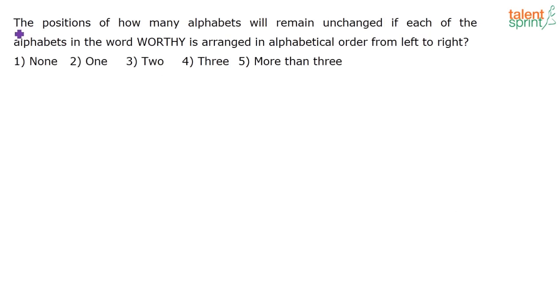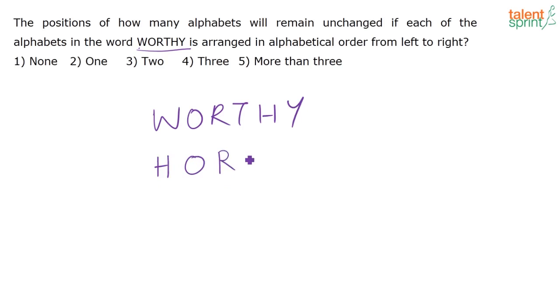So, let us move on to the next question. The positions of how many alphabets will remain unchanged if each of the alphabets in the word worthy is arranged in the alphabetical order from left to right? Very easy question, right? How do you solve this? There is a word worthy and you have to arrange the alphabets in the alphabetical order. So, how will you arrange them? Which will be the first letter that will come when you arrange it in the alphabetical order? W-O-R-T-H-Y. So, when you are arranging it in the alphabetical order, the first letter is going to be H, followed by O, R, T, W and Y.